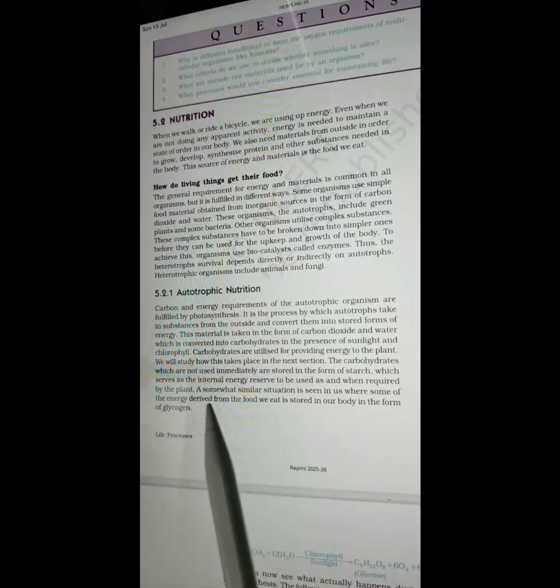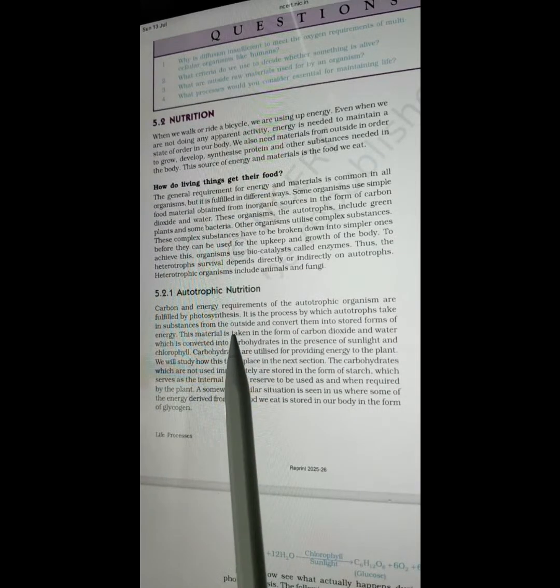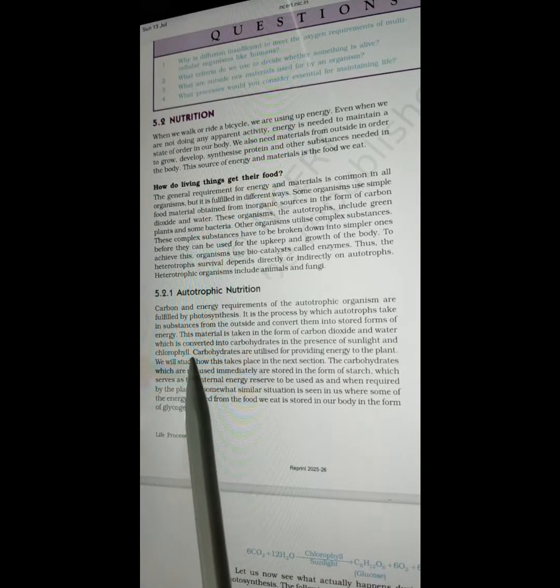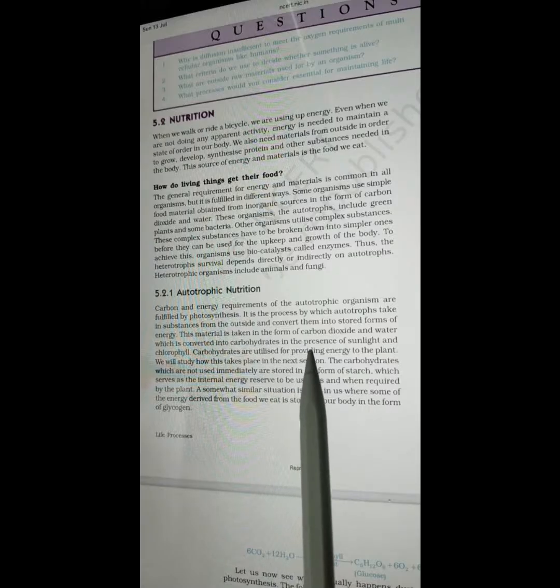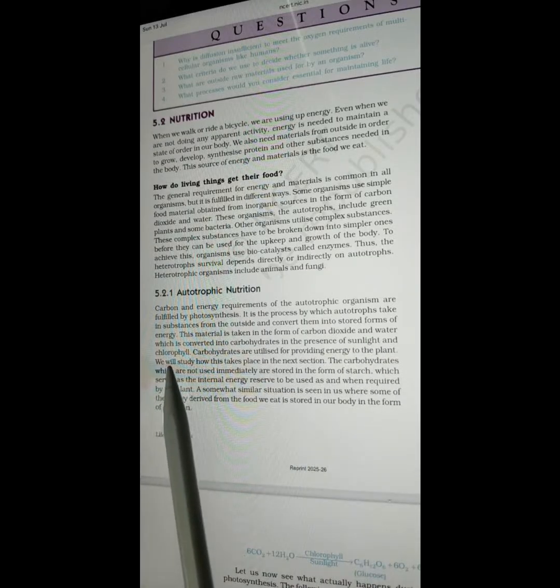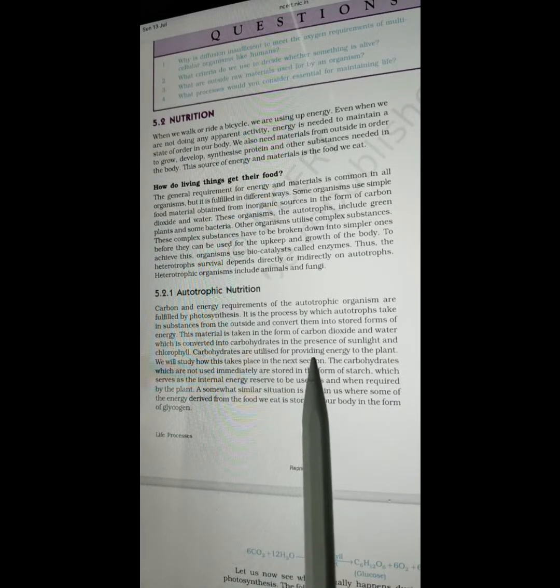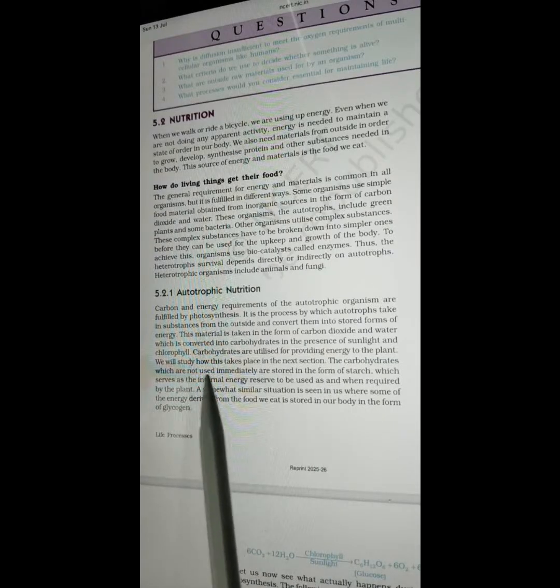5.2.1 Autotrophic nutrition. Carbon and energy requirements of the autotrophic organism are fulfilled by photosynthesis. It is the process by which autotrophs take in substances from the outside and convert them into stored forms of energy. This material is taken in the form of carbon dioxide and water, which is converted into carbohydrates in the presence of sunlight and chlorophyll.